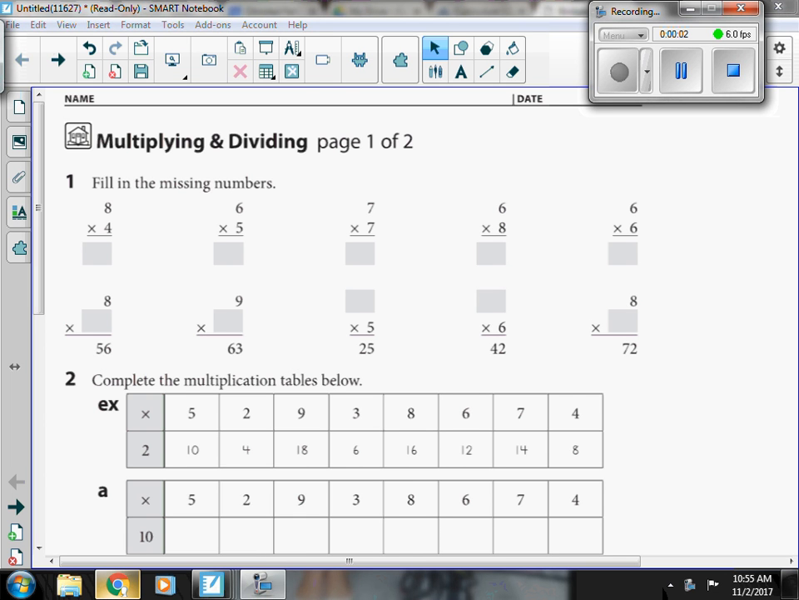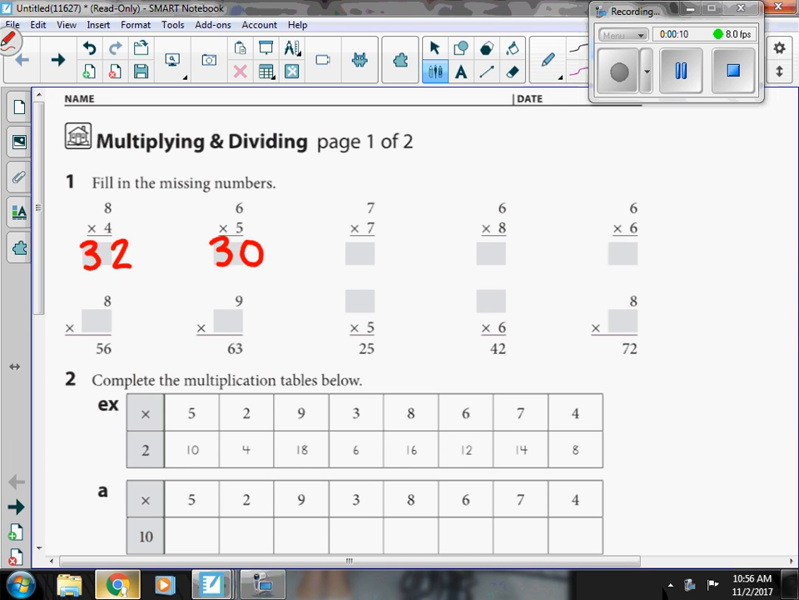Our homework tonight reviews a lot of our multiplication facts to help us see the relationship between multiplication and division. So as we go through the first problems, we are just filling in the multiplication facts, or the factors.